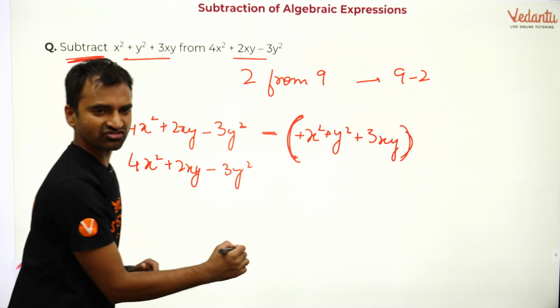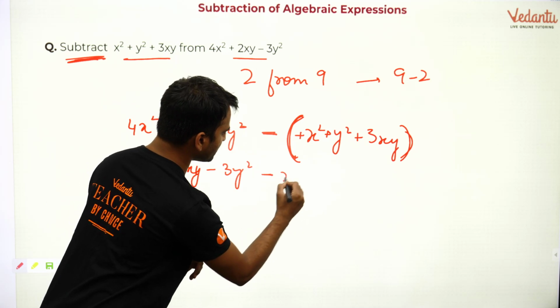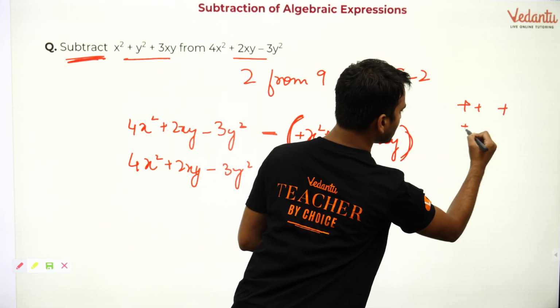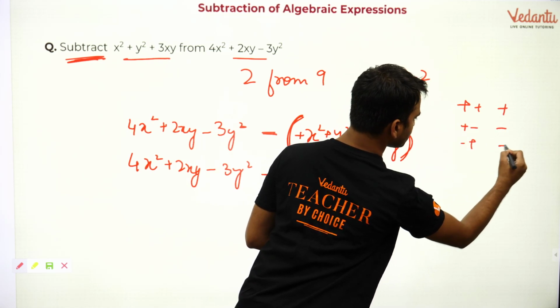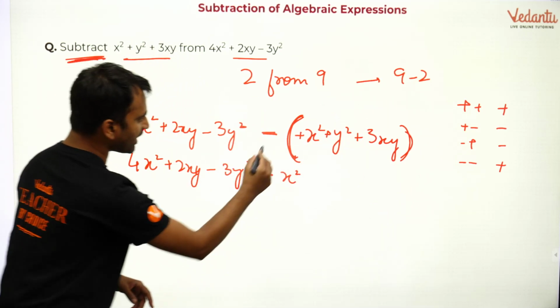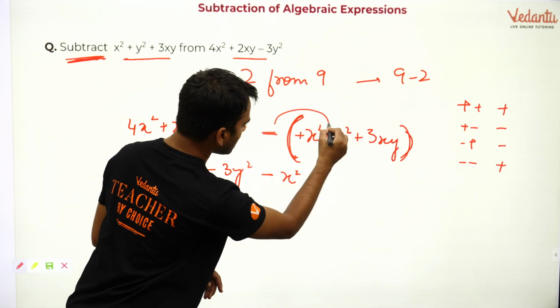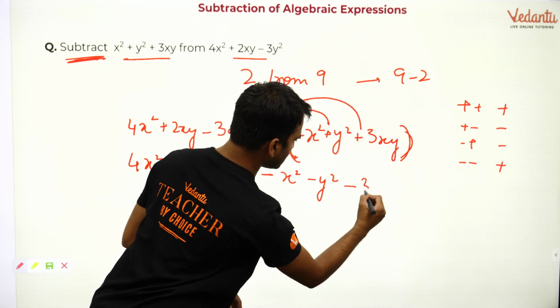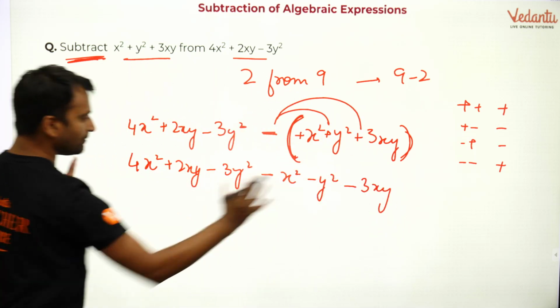This was plus x square, right? Once minus goes inside, it will be minus x square. We know that plus plus is plus, plus minus is minus, minus minus is plus. We know this, right, everyone? So keeping this in mind, plus minus becomes minus, again plus minus becomes minus, and once again plus minus becomes minus. Now this is one big expression.